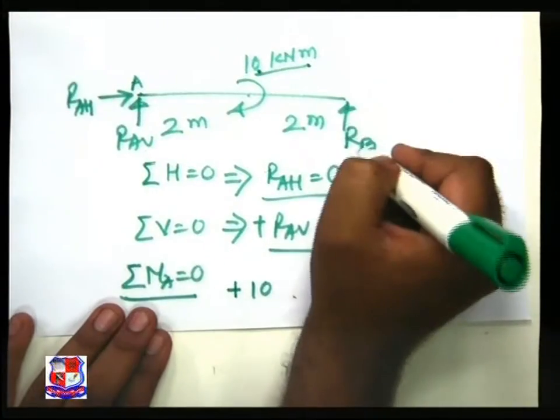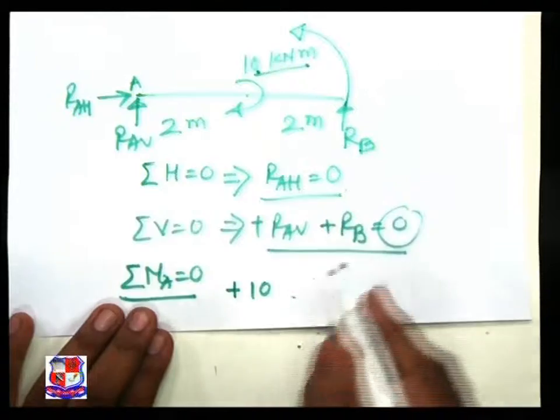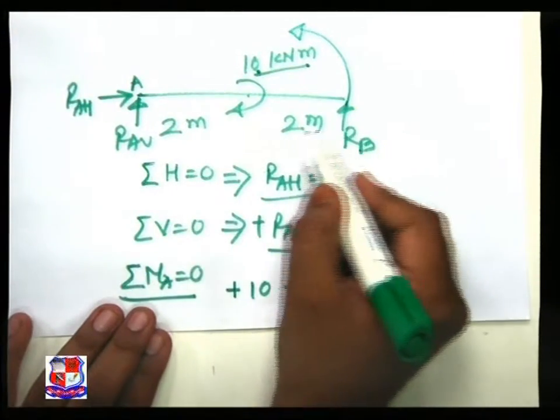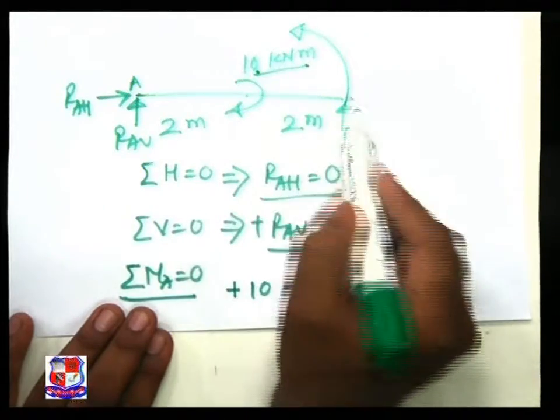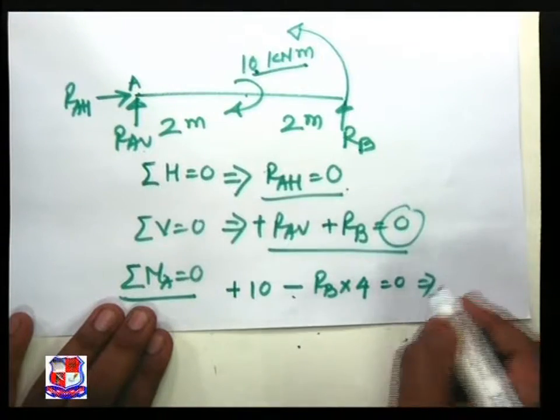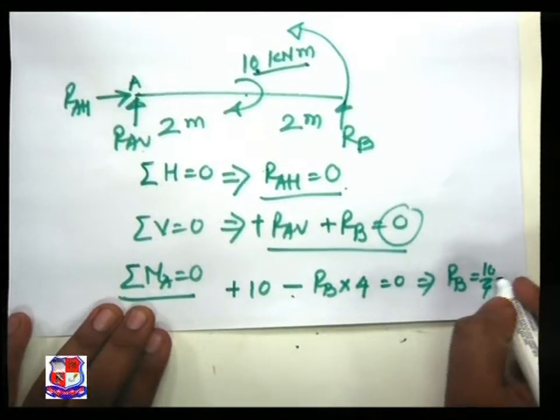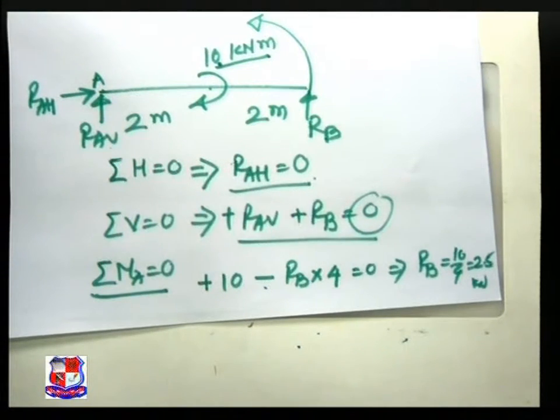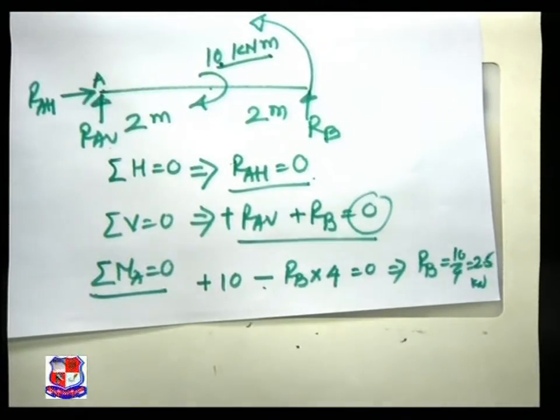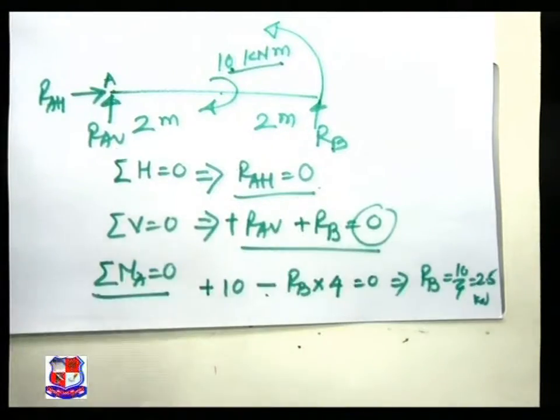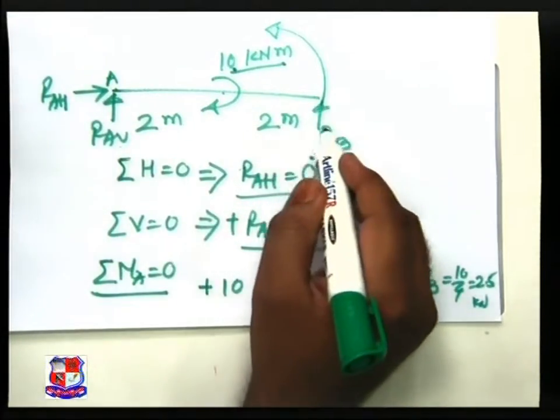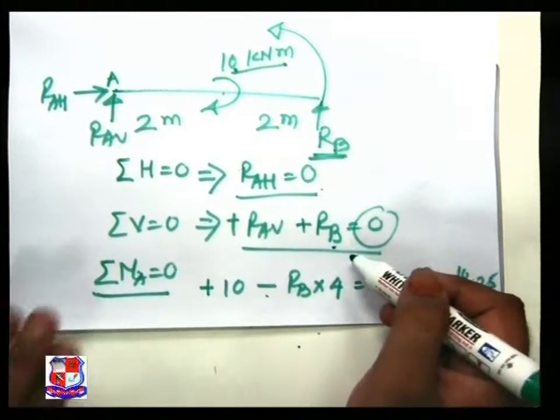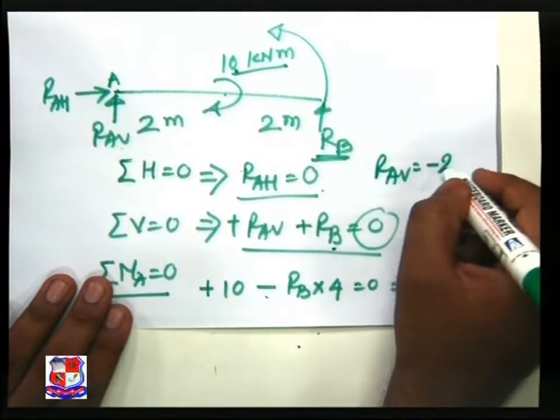The other force, reaction RB, generates an anticlockwise moment, that is minus RB into perpendicular distance 4. Why 4? Because this is a force, and force multiplied by perpendicular distance is the moment. The direct moment has been given to you, and this is the force, which is equal to 0. We find RB is equal to 10 by 4, that is 2.5 kilonewton, and it comes with a positive sign. Positive sign means our assumed direction, upward, is right. Now if we put RB as 2.5 in this equation, we will achieve RAV as minus 2.5 kilonewton.